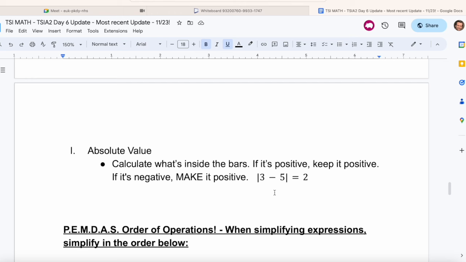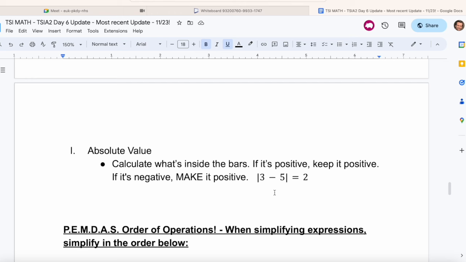And then if it's positive, once you've calculated what's in the bars, you keep it positive. But if it's negative, you make it positive. Okay? So 3 minus 5, like you said, is negative 2. It is. But because it's inside those absolute value bars, you just got to make it positive. And that's why the absolute value of 3 minus 5 is 2. Positive 2. Does that make some sense?